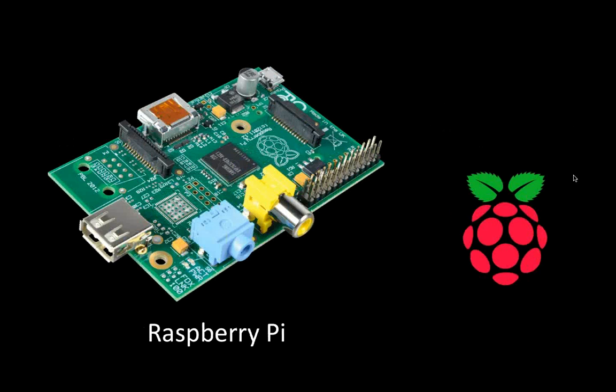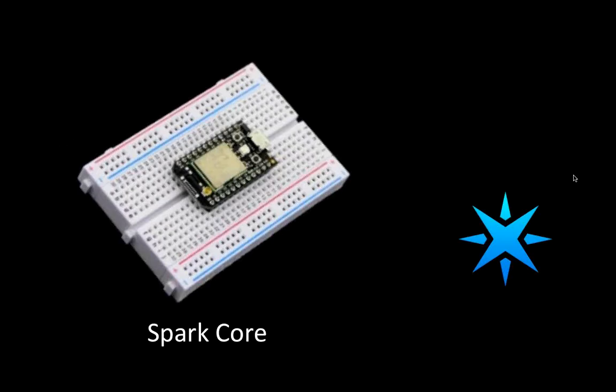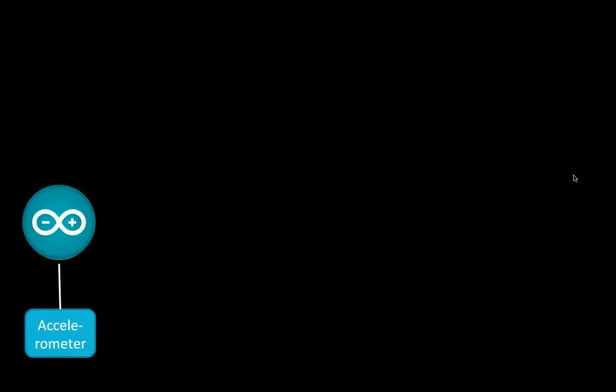The next device in our demo arsenal today is the Raspberry Pi. And the third device is a very new device from a company called Spark.io. It's the Spark Core. It's a very, very small and interesting and nice microcontroller that is also Wi-Fi enabled. So these are the 3 devices. And this is the architecture that I will be showing to you today.